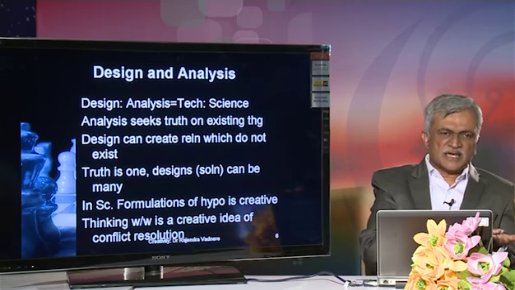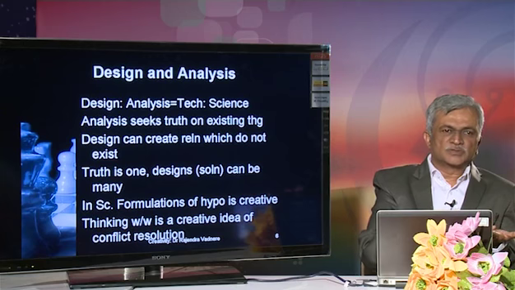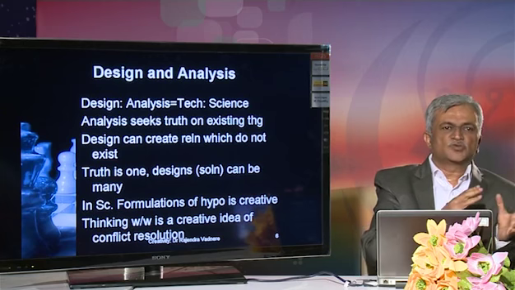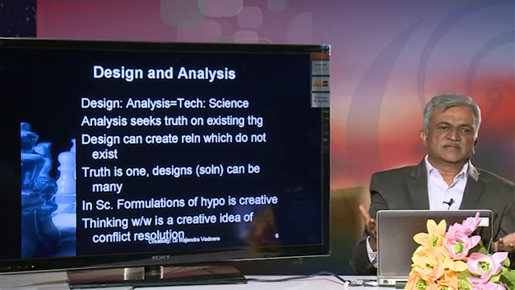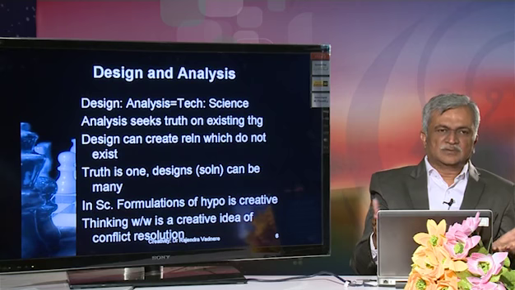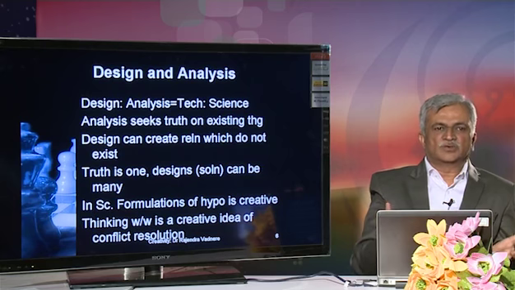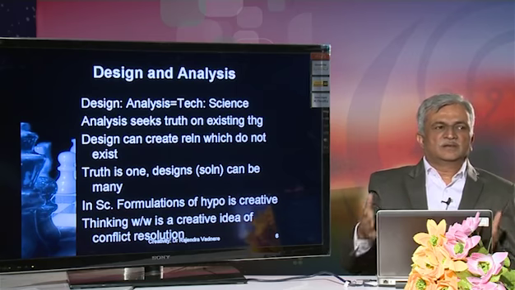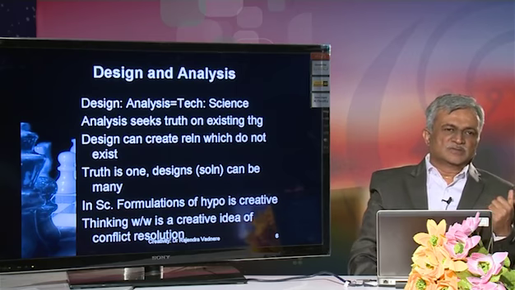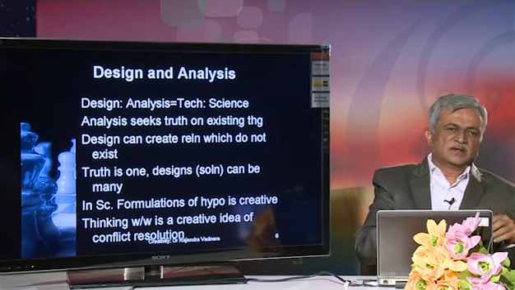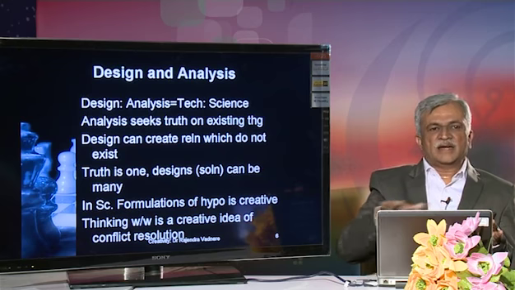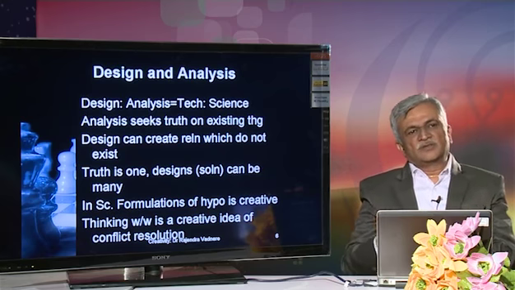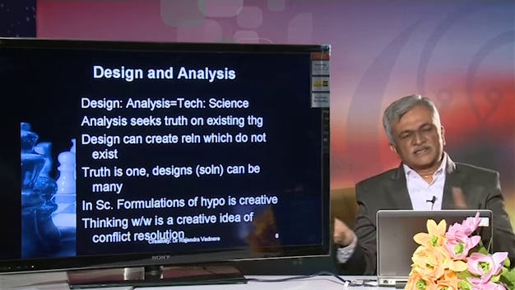Now, what happens in science is that we are seeking truth, and truth is unique, truth is one. There cannot be two truths or multiple truths. For example, either the earth is spherical or it is not. You cannot have multiple truths, that for some person the earth is rectangular in shape, for another it is flat, for a third it is round, for a fourth it is hexagonal, or things like that.